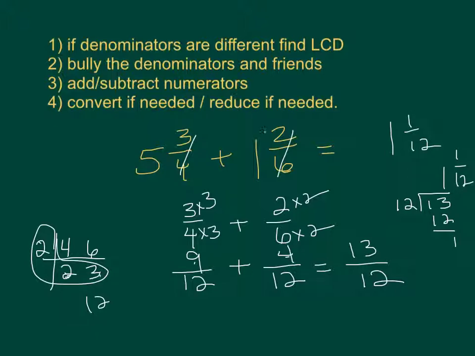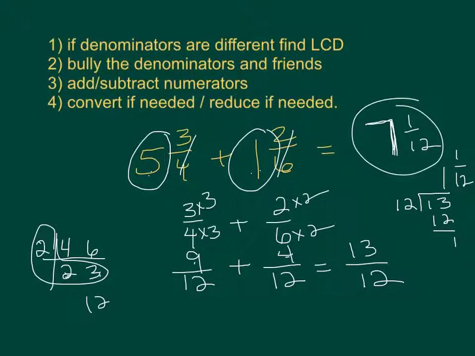But we aren't done yet. Don't forget about these guys. I have 5 whole pizzas, 1 whole pizza, and then 1 whole more pizza. So that's 5, 6, 7. Just make that a 7 there. And 1/12. 7 and 1/12 should have been your answer on that.